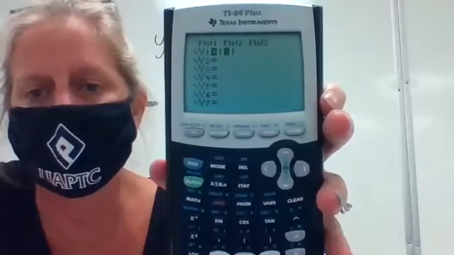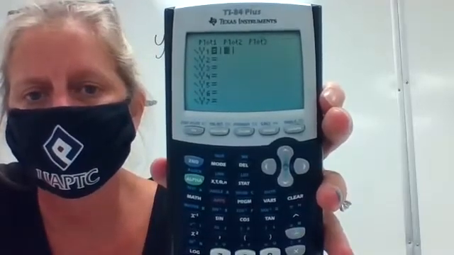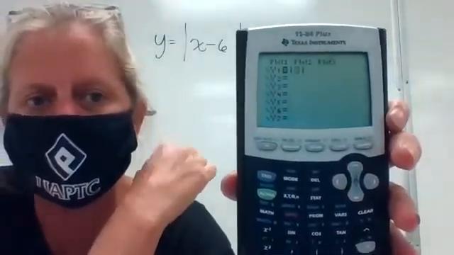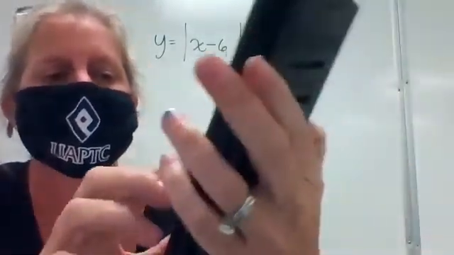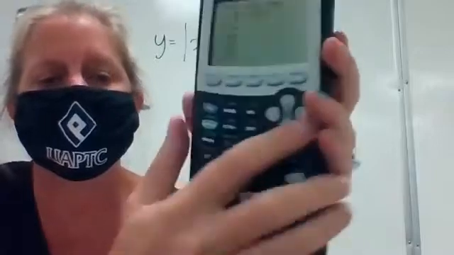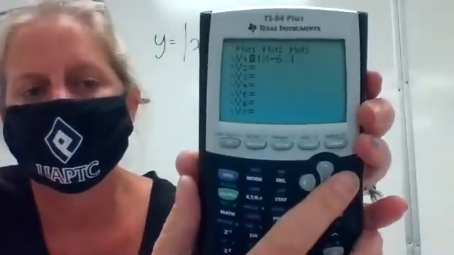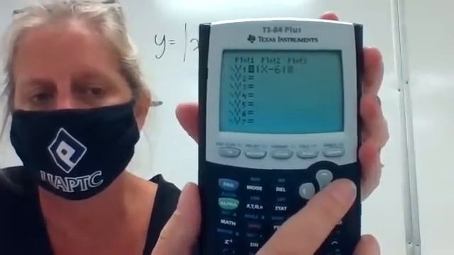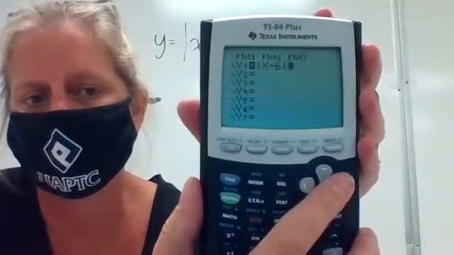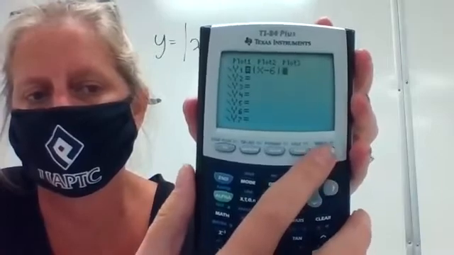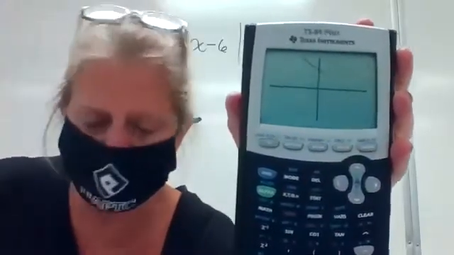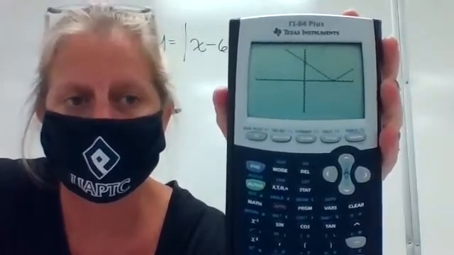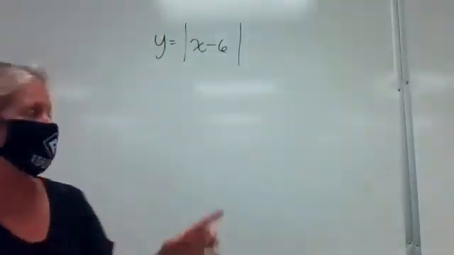So there's my absolute value bars. So now I just type what's inside those absolute value bars, which is that x minus 6. So x minus 6 inside there. If you want, since I'm OCD, I don't like my cursor staying in there, so I just move it out. It won't matter. And then you're going to graph. Now, here's the shape of absolute value. It's a V shape.